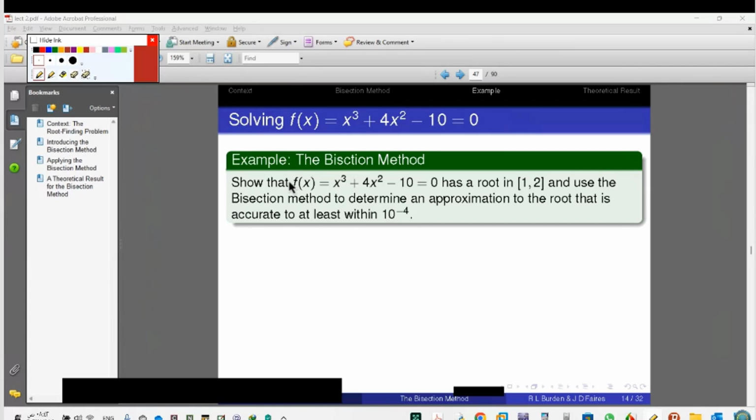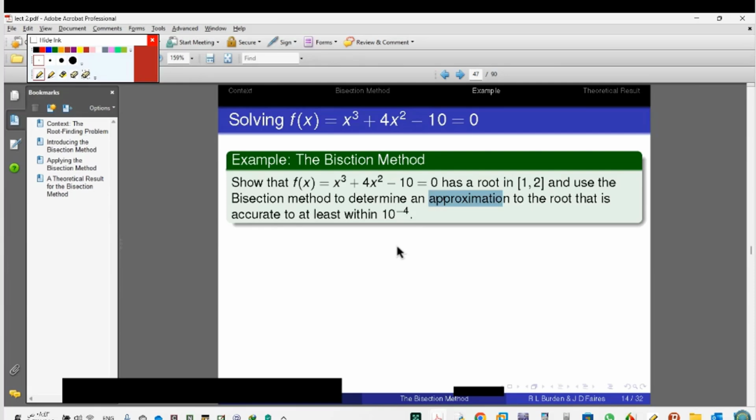First of all, we have three conditions. This f(x) is continuous. Yes, it's continuous. He told me it has a root in the closed domain 1 and 2, so it's the closed domain 1 and 2. Use the bisection method to determine an approximation to the root that is accurate to at least within 10 exponential minus 4.